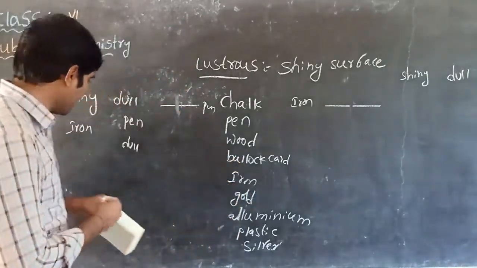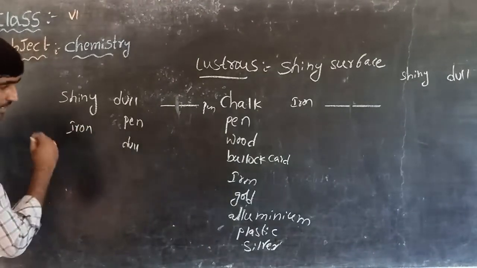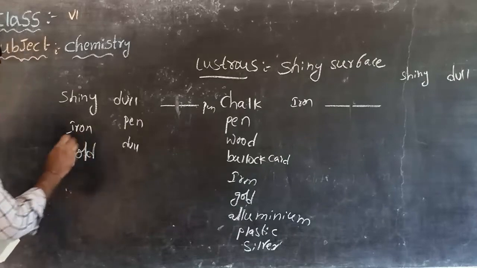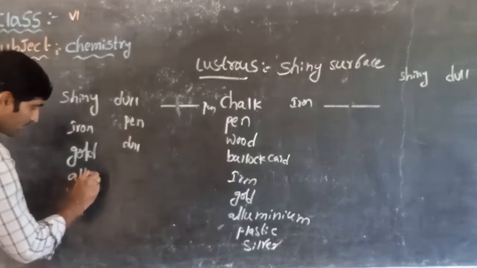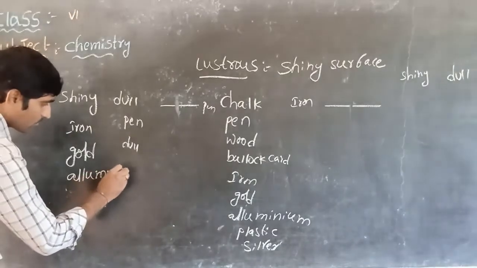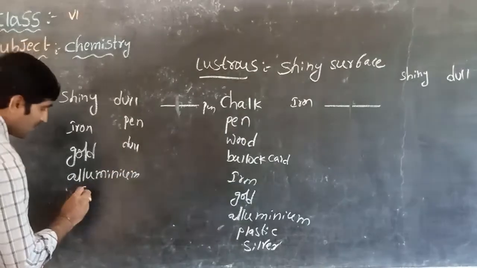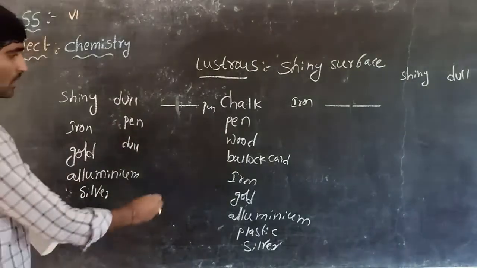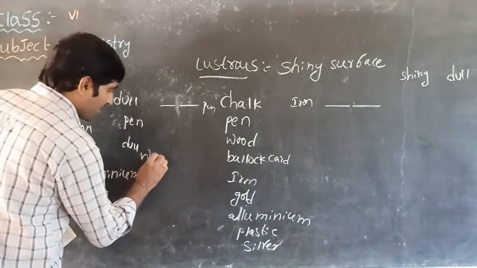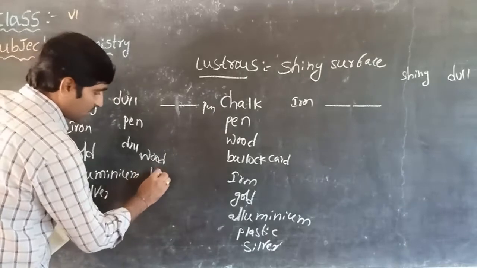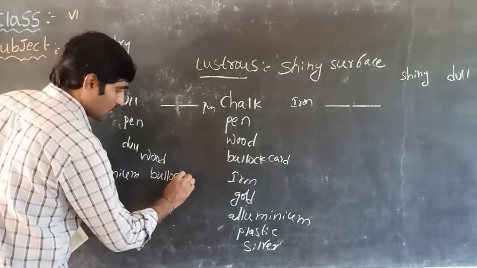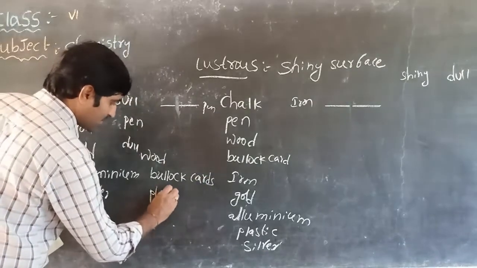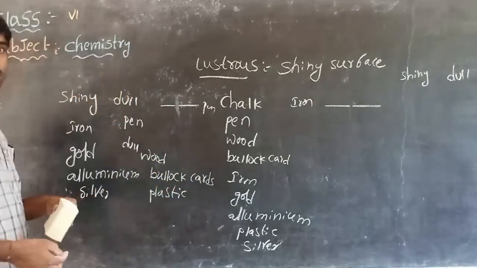If it is shiny, then write it here. For example, in that example, iron has a shiny surface. Next, gold has a shiny surface. Aluminium has a shiny surface. Silver has a shiny surface. Dull surface materials go here. Wood does not have any kind of shiny surface. Bullock carts also do not have a shiny surface. Plastic articles, any kind of plastic article, do not have a shiny surface.